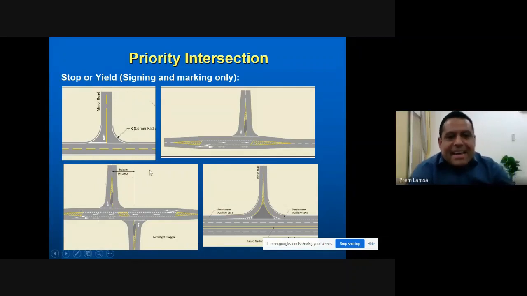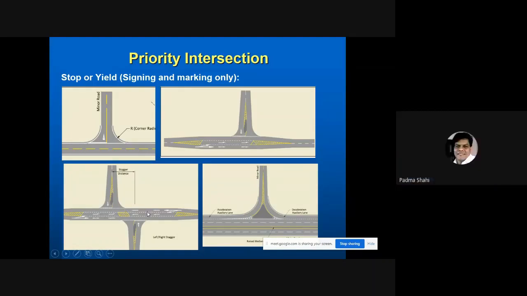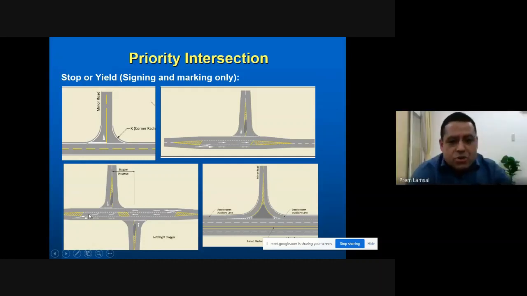And this is the staggered intersection. This is again channelized, and you can see my mouse, right, Hemanji, when I'm moving my mouse? Yes, we see. Okay. So this is the storage lane here for the turning, and this is the storage lane for the other turning. Again, without any signal, we can control the traffic flow here.